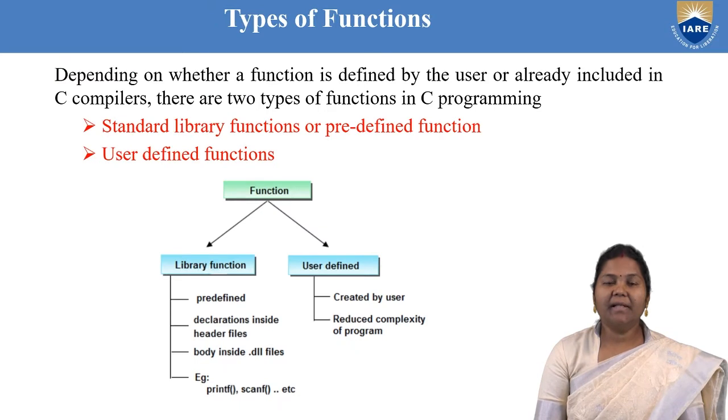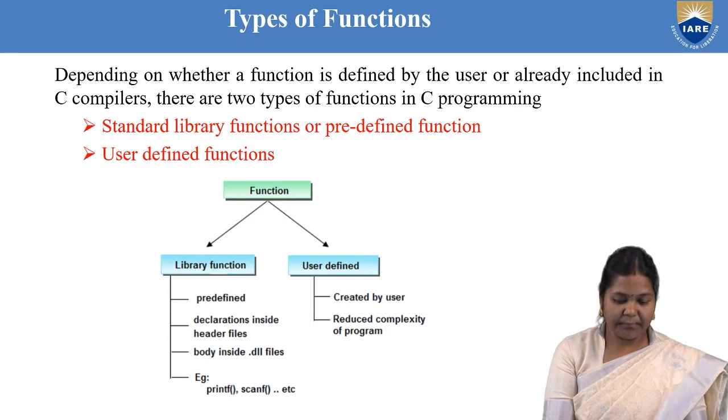Now, coming to the types of functions, functions are basically of two types. One is called library functions or predefined functions, and the second is called user-defined functions. If the function already exists or is already included by the C compilers, those are known as standard functions or predefined functions, and the functions we write for different purposes are called user-defined functions.